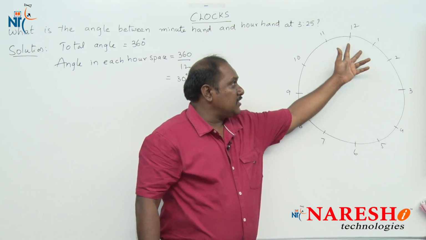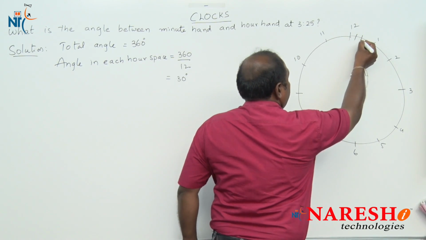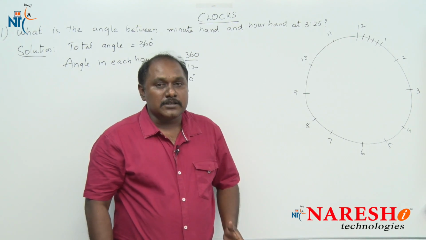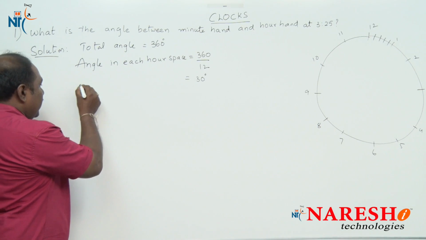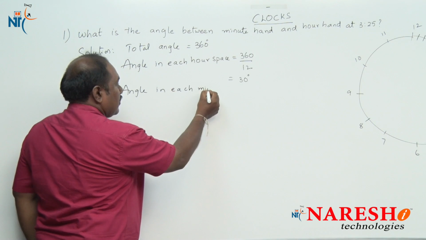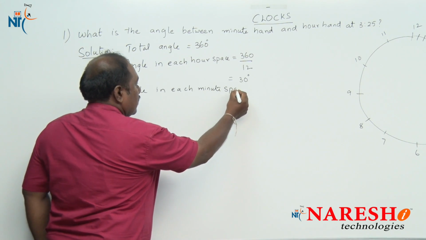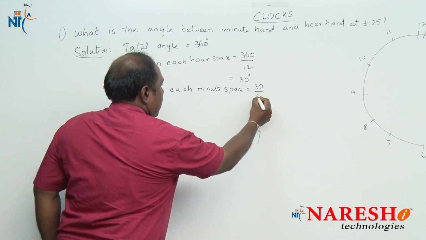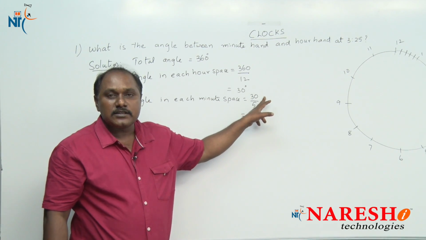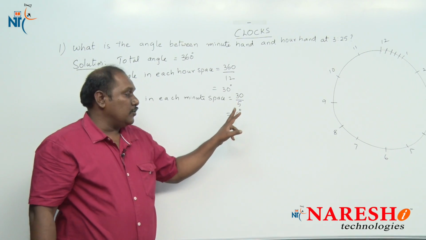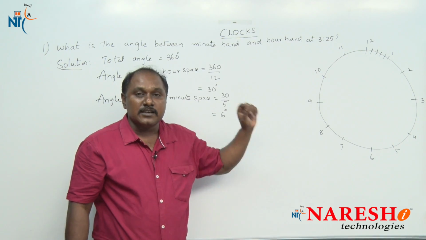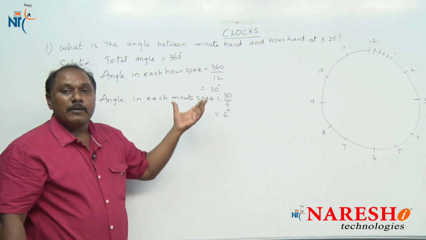Now each hour space is again divided into 5 minute spaces. So totally in a clock you find 60 minute spaces. Now what would be the angle in each minute space? 30 by 5, 6 degrees. Now each hour space has an angle of 30 degrees which is divided into 5 equal parts. So each part will have an angle of 6 degrees. So every minute space has an angle of 6 degrees. Now this is the basic information about a clock.